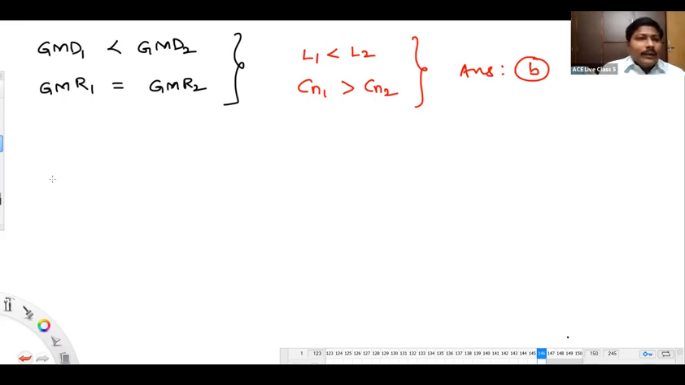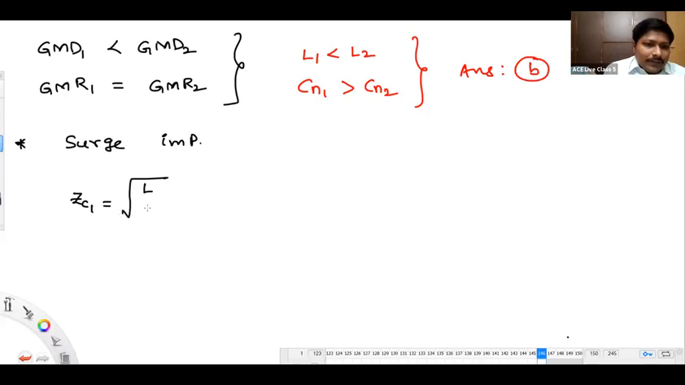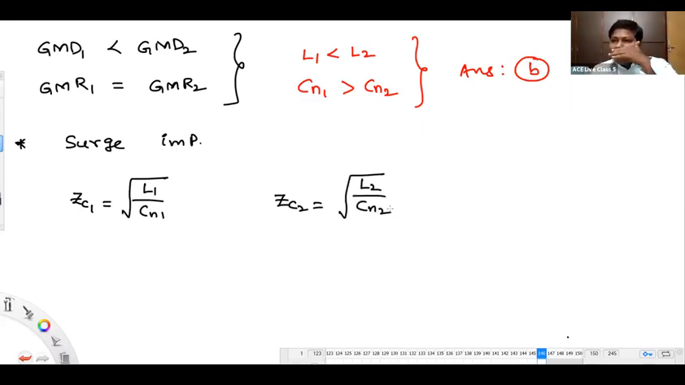For example, if you compare the surge impedances, ZC1 is root of L1 by CN1, and ZC2 is root of L2 by CN2. Simple. Inductance L1 is low, capacitance CN1 is high.